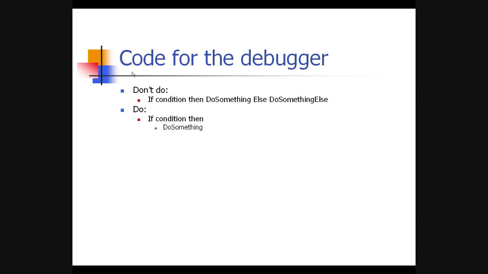Okay, now that we know that the debug period in fact starts before coding, let's see how you should code in order for the debug to be much easier. For example, don't do this: if condition, then do something, else do something else, all on the same line. Instead, do if condition, then on the second line do something, or eventually on several lines, of course, and else on another line do something else.